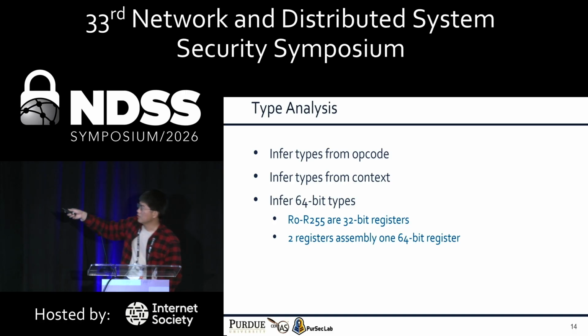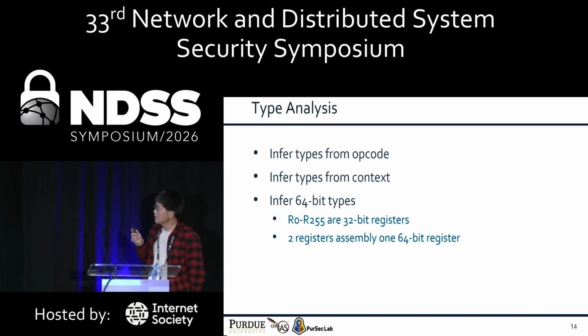There's another case. In the Turing architecture or similar SMs, all the general purpose registers from R0 to R255 are all 32-bit. But sometimes we also need 64-bit registers, like when we try to represent an address space. Then two registers can assemble one 64-bit register.